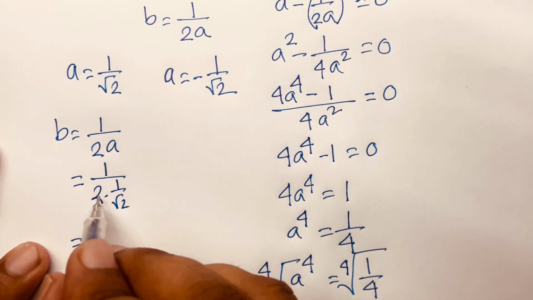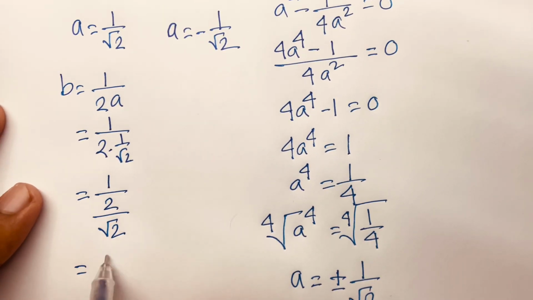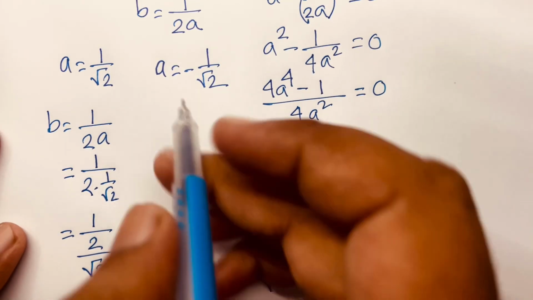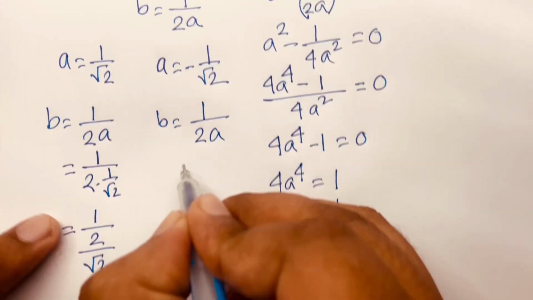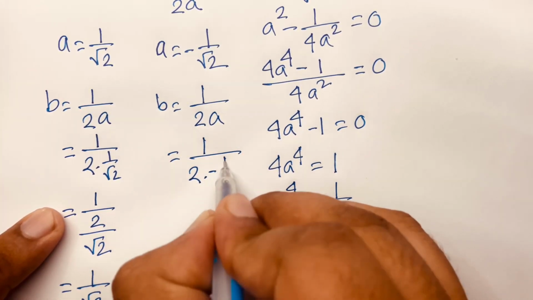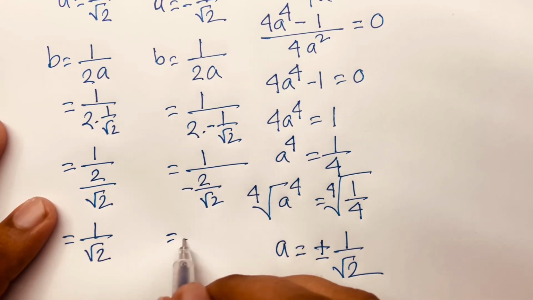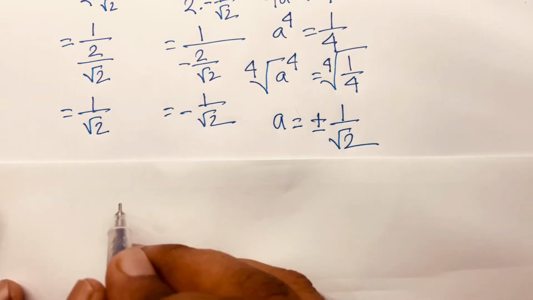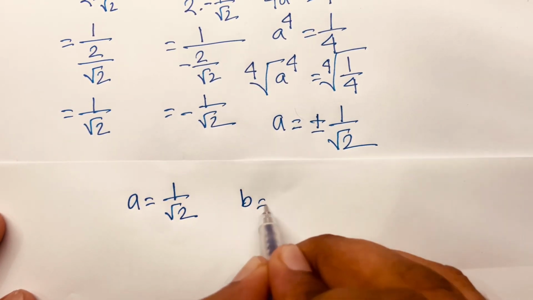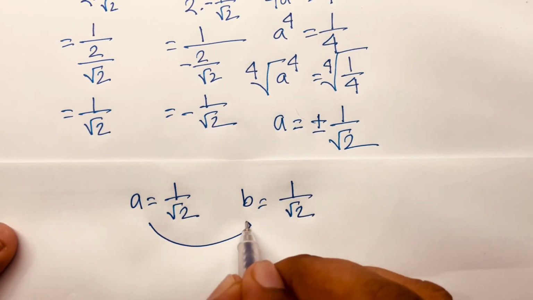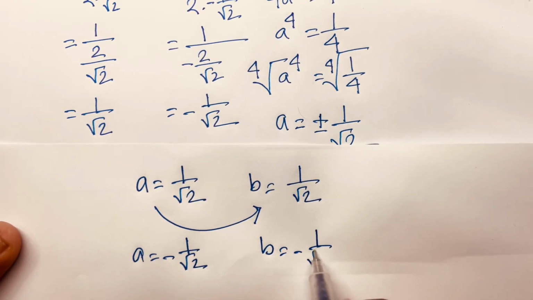Then it will be 1 over 2 over square root 2. Then it will be 1 over square root 2. And again a is equal to minus 1 over square root 2. So b is equal to 1 over 2a. So it will be 1 over 2 times minus 1 over square root 2. And then 1 over minus 2 over square root 2. It will be minus 1 over square root 2. When a is equal to 1 over square root 2, this time b is equal to 1 over square root 2. And again when a is equal to minus 1 over square root 2, this time b is equal to minus 1 over square root 2.